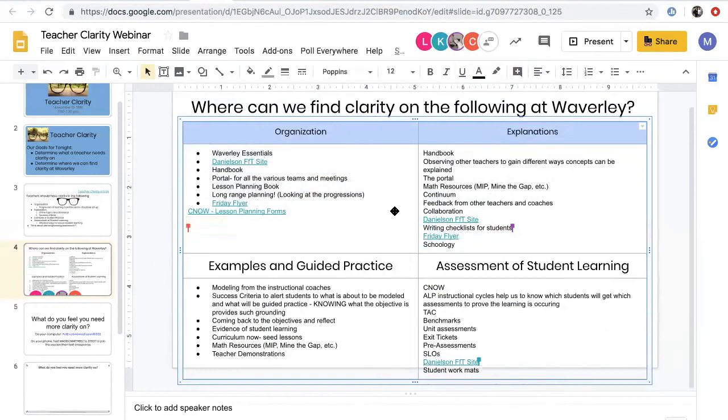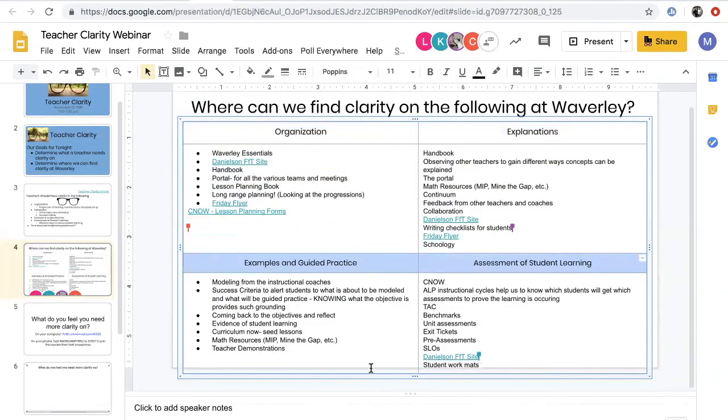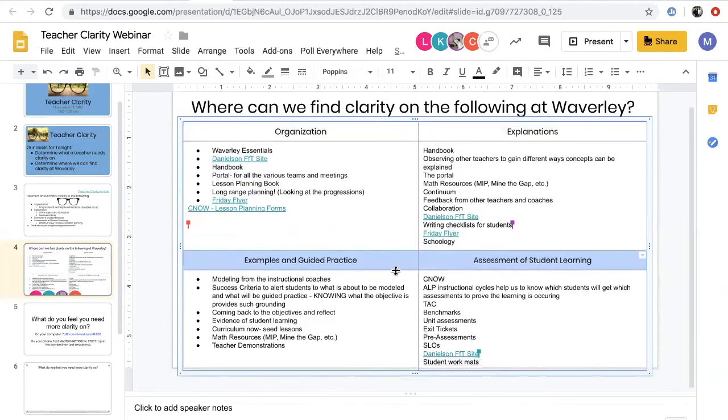I'm also noticing these lines right here. We can't see those at all. Okay, good.